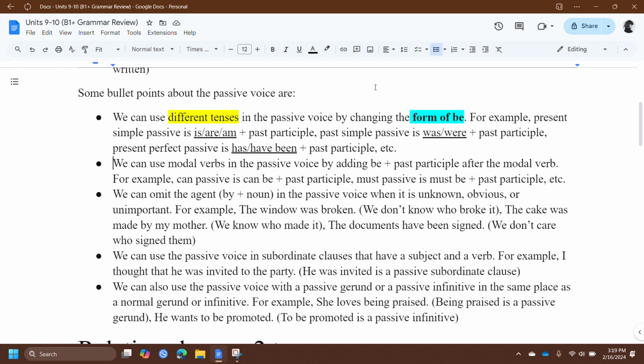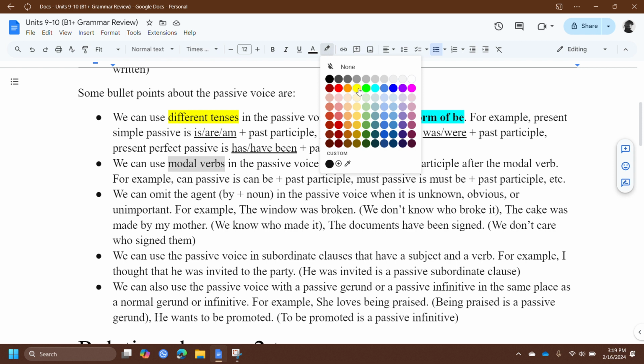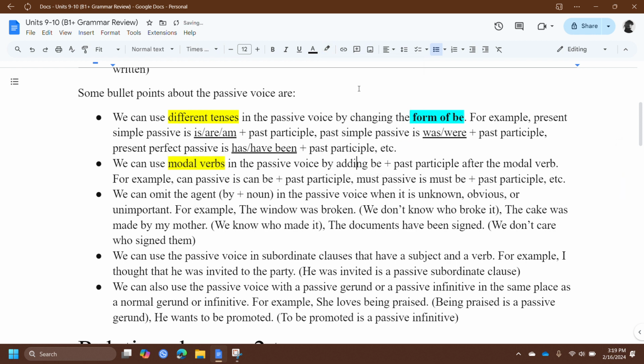Okay, so moving on, we can use modal verbs in the passive voice as well. So let's just highlight that for you. We can use modal verbs in the passive voice by adding what? By adding be plus a past participle after the modal verb. Okay, so this is very important. We use it after the modal verb, and our sentence will be correct. For example, the can passive is just can plus be plus past participle. So it is very, very easy.